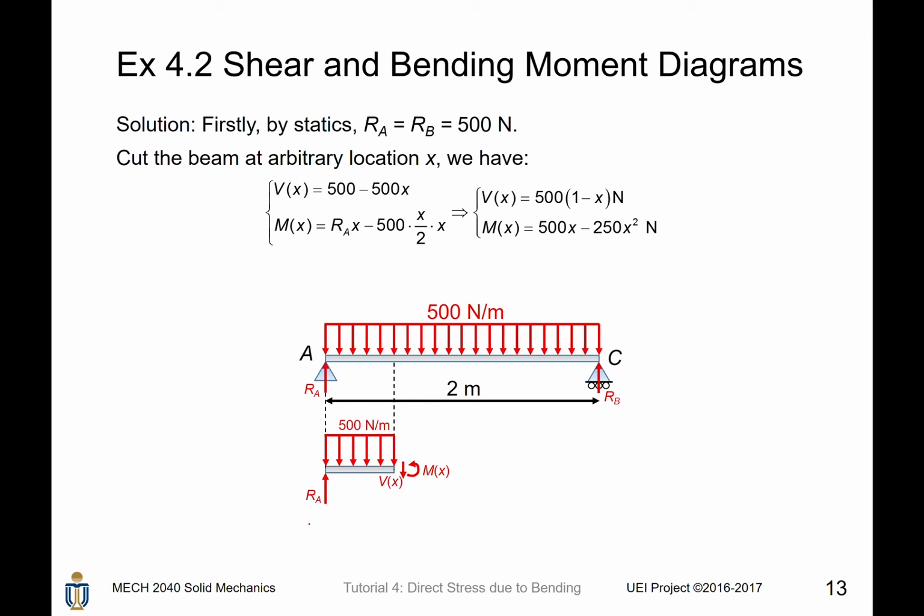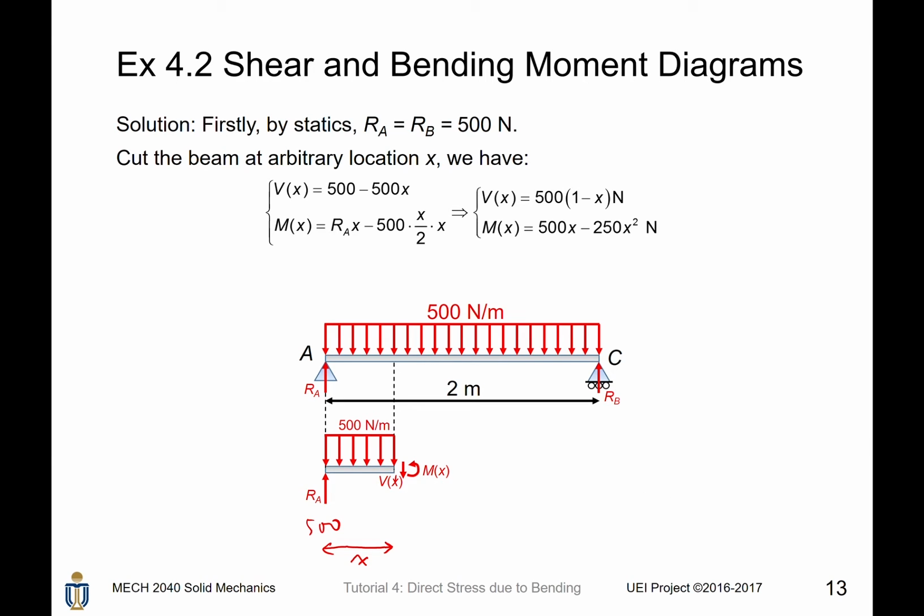First, RA equals 500 newtons. Besides, there is a distributed load of 500 Newton per meter for a length of X. So this length is X. Now we are going to find the equation of shear force and moment on this end.